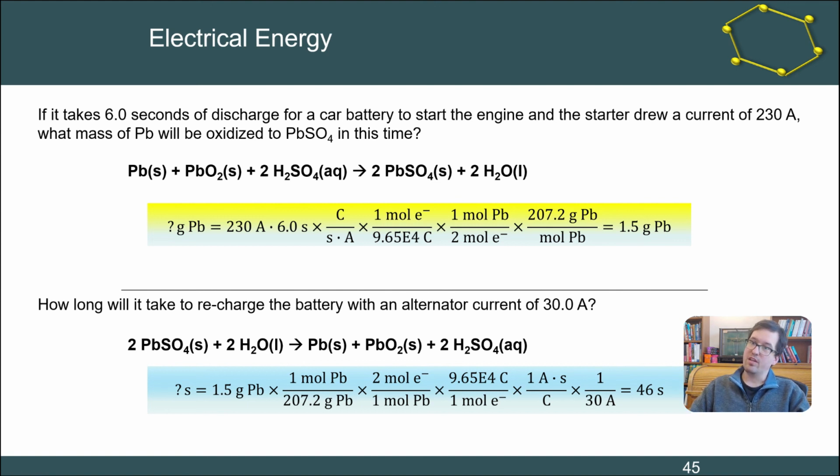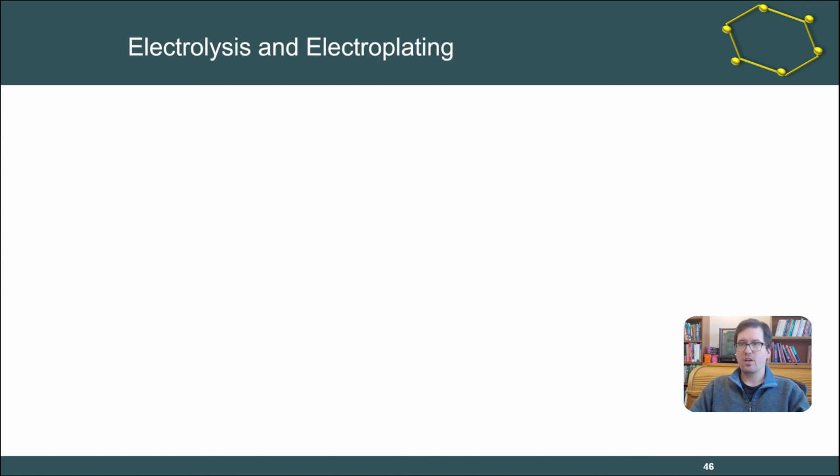Alright, so that's again how this cycling might work in a pretty typical example. So that's batteries. Again, batteries can get very complicated in practice, although just looking at the half reactions can be pretty straightforward. Let's look at a really common commercial application of electrochemistry, electrolysis and electroplating.